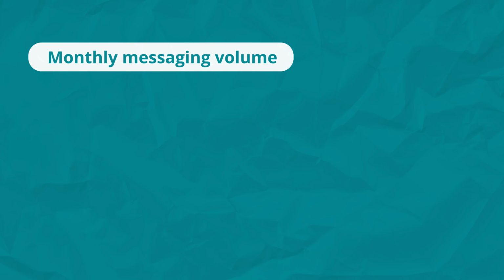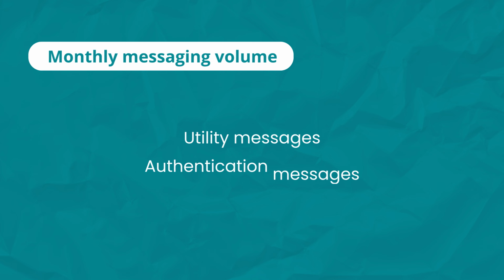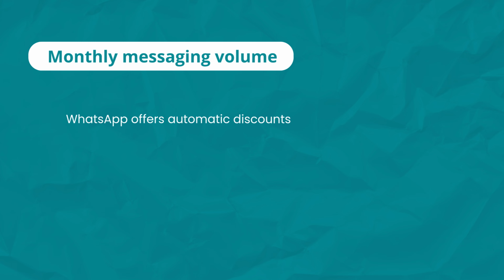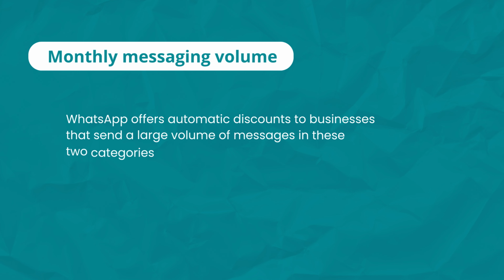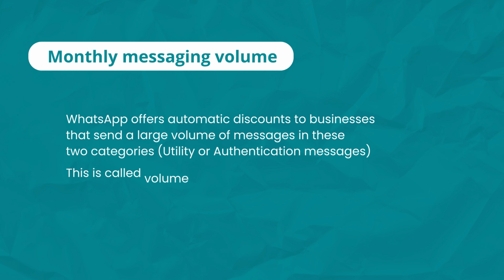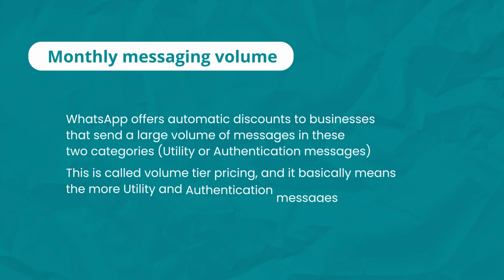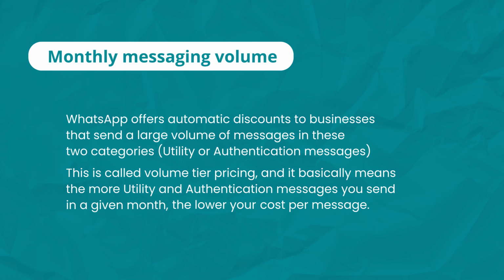4. The last factor that influences your costs is how many utility or authentication messages you're sending each month. WhatsApp offers automatic discounts to businesses that send a large volume of messages in these 2 categories. This is called volume tier pricing, and it basically means the more utility and authentication messages you send in a given month, the lower your cost per message. But there are a few things to keep in mind.